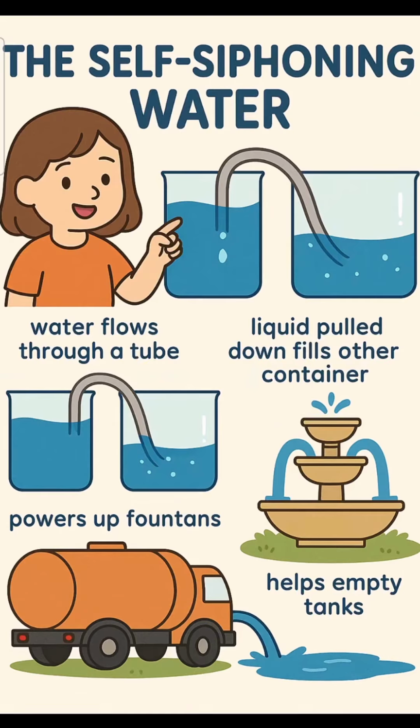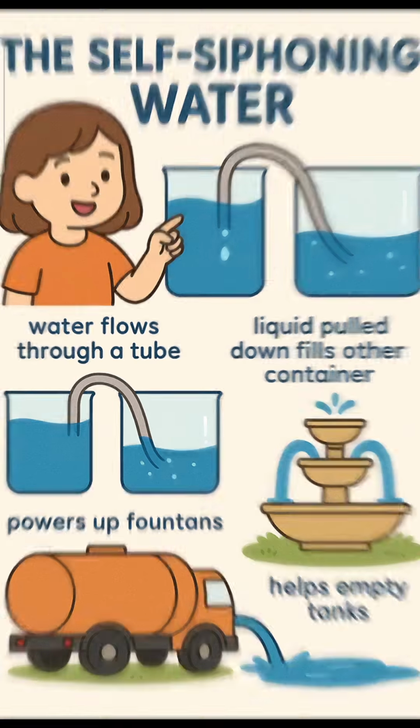The self-siphoning water. Using a tube, you can transfer water from a cup at a higher level to one at a lower level, as long as the tube is initially filled with water. This works because the height difference between the two ends of the water column creates a pressure difference, and atmospheric pressure pushes the water from the higher cup through the tube. This is called the siphon effect.